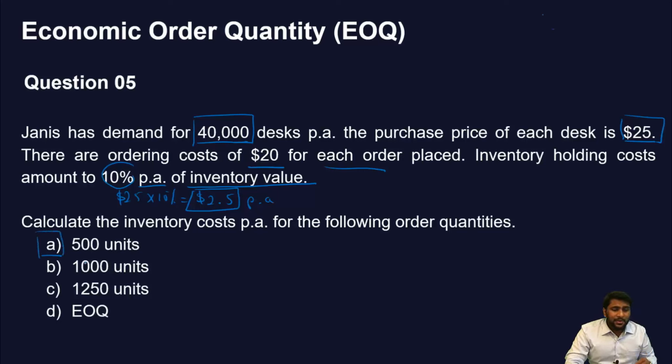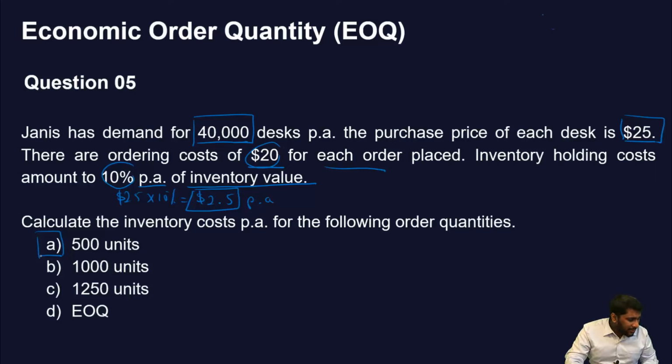But what manager B is telling, he is telling, don't order 500. If you order 500, 500, 500, you will have to place the order so many times. Approximately how many times? If you are ordering 500 units per time, if you need 40,000 units, you will have to place the order 80 times. That means this $20 cost you have to pay for how many times? For 80 times.